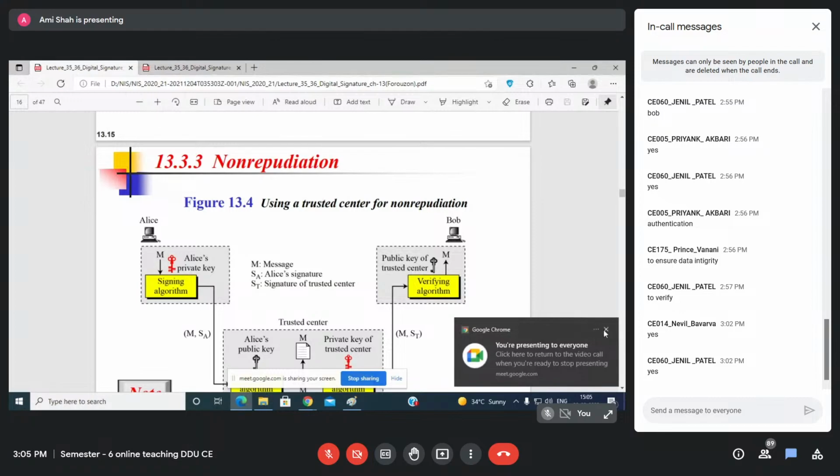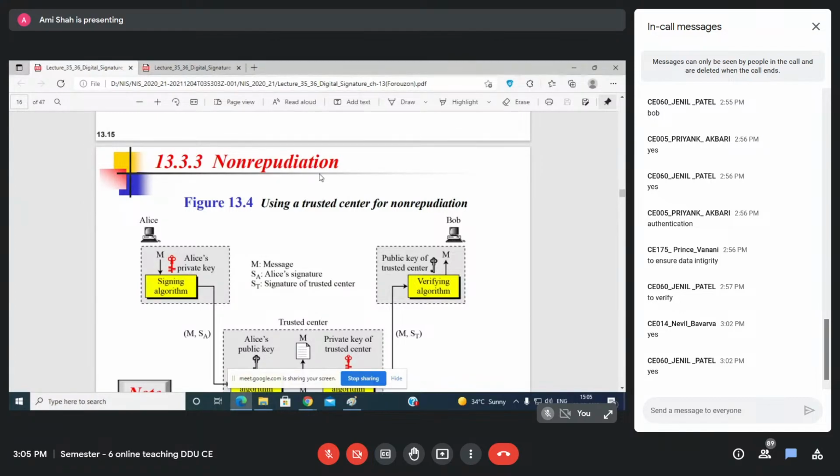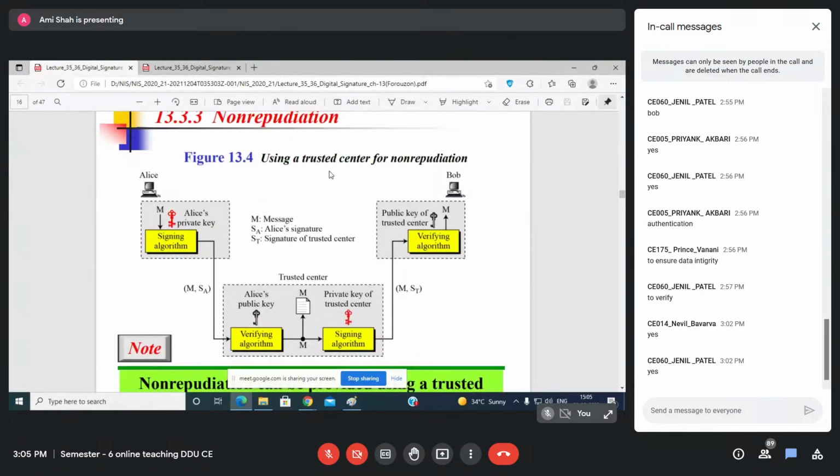Now the next concept is non-repudiation. First I will explain a scenario. If Alice signs a message and then denies it, can Bob later prove that Alice actually signed it? For example, if Alice sends a message to Bob, a bank, and asks to transfer rupees 10,000 from her account to Ted's account, can Alice later deny that she sent this message?